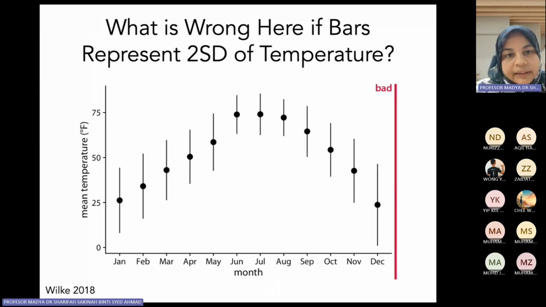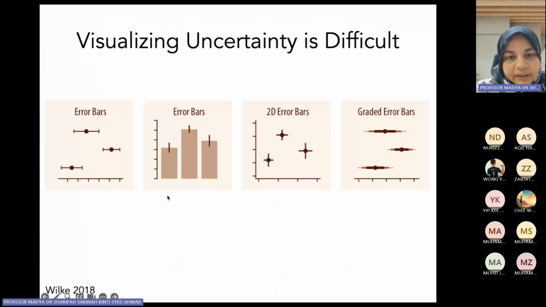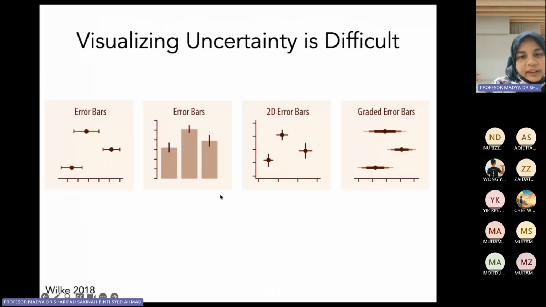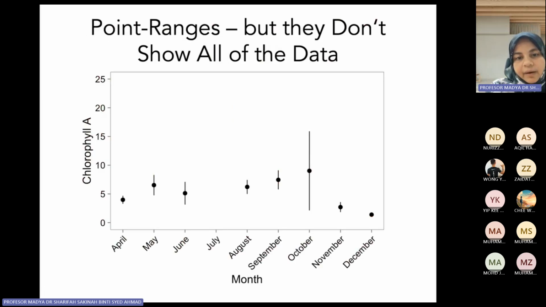Okay, so this is another interesting one when we talk about what's wrong here. If the bar represents two standard deviations of the temperature, so actually the bar here represents the standard deviations of the temperature. But actually there is a better representation. Okay, this is how we show the errors. So we can use error bars to show the standard deviations of the data. So we can use error bar, we can use 2D, we can use credit error bar.